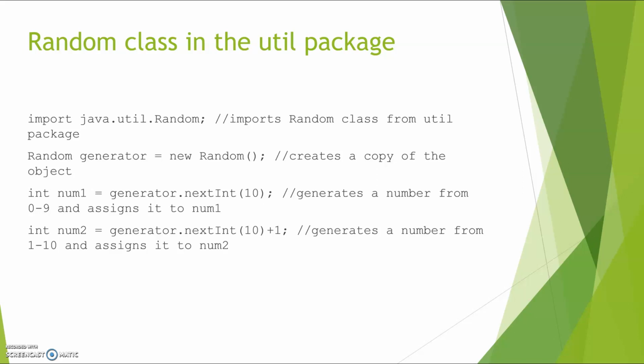generator.nextInt(10) + 1 generates a number from 1 to 10. The plus 1 gets us off the 0. It shifts the range of numbers so that instead of starting with 0, we're starting with 1, and assigns it to num2.